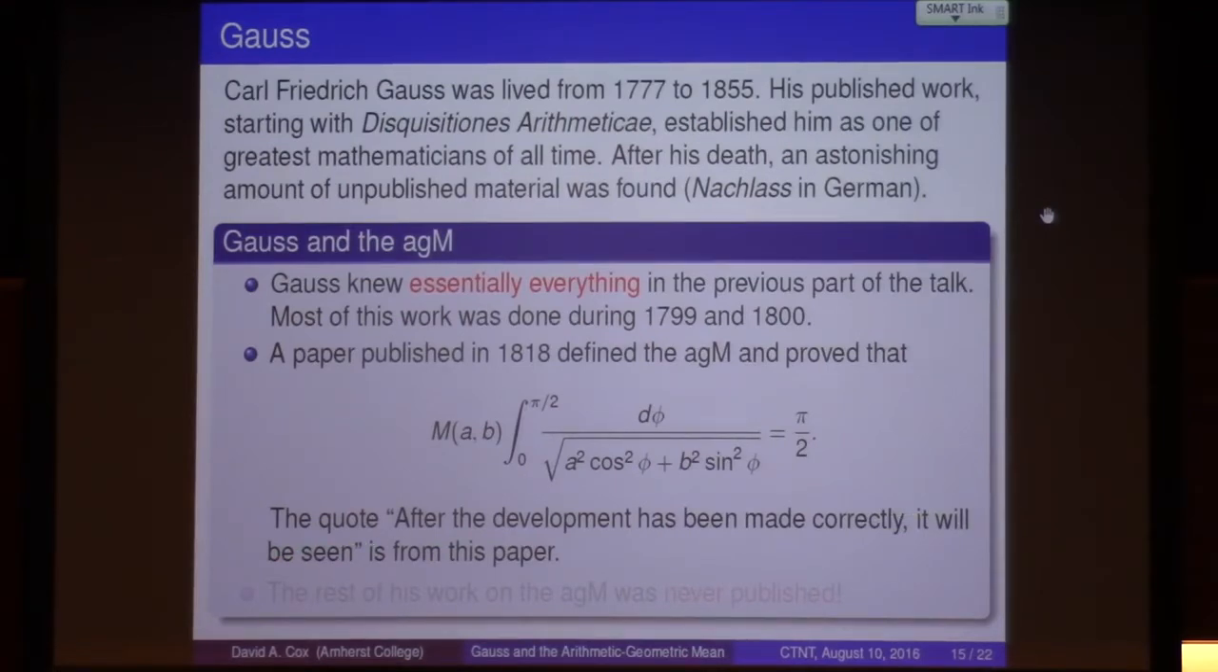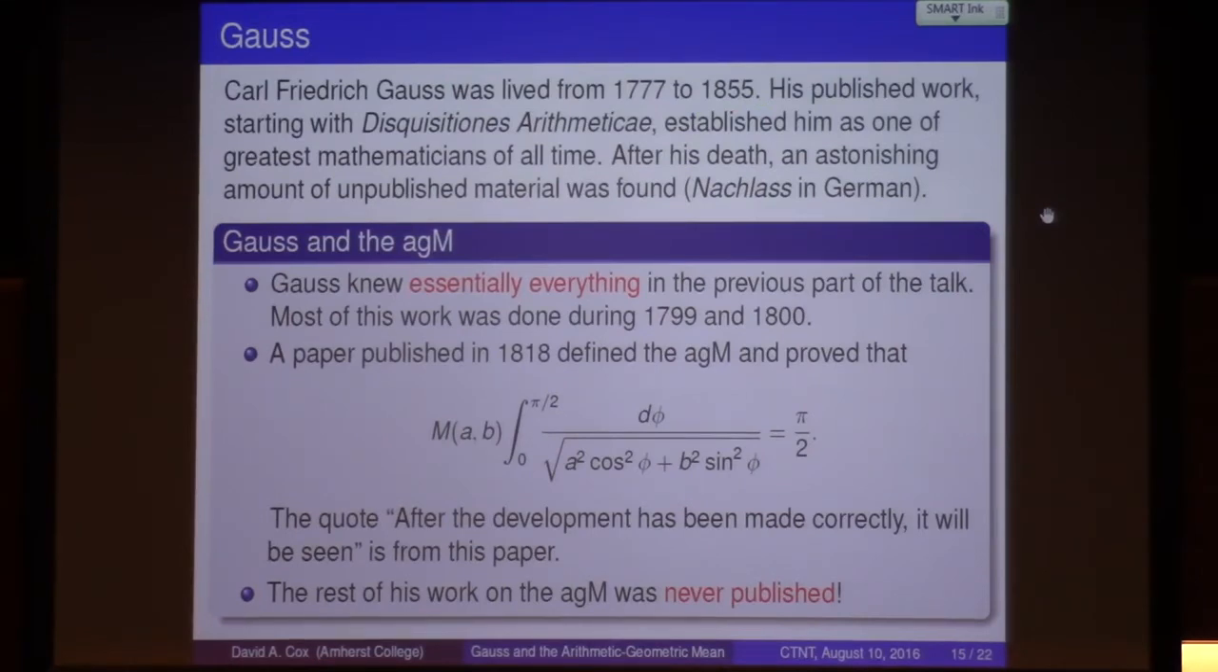And also, just for connections with other parts of what you're studying this summer, I should mention that, of course, there are some elliptic curves lurking here. And that change of variables is actually a degree 2 isogeny from one elliptic curve to another. So again, there's a lot of stuff sort of hidden in the background. But it turns out that the rest of his work on the AGM was never published. So people started discovering it for the very first time in 1855.